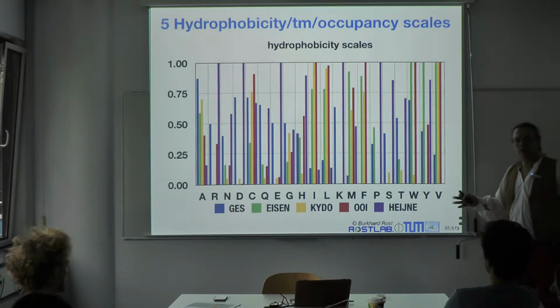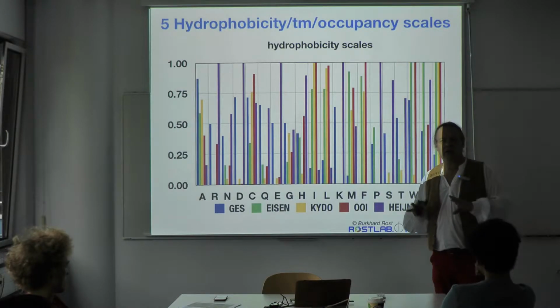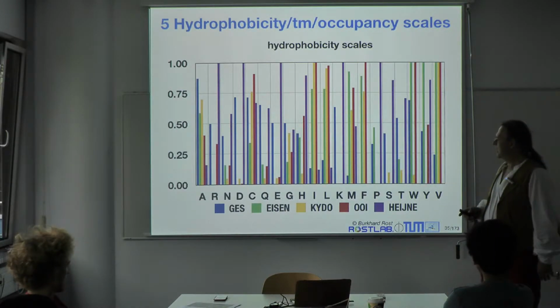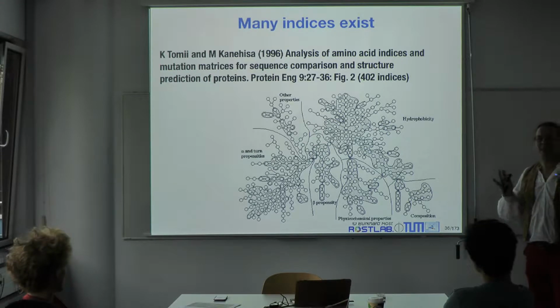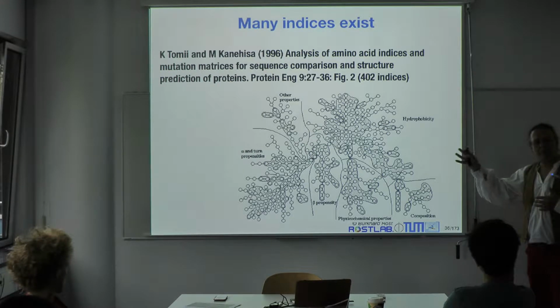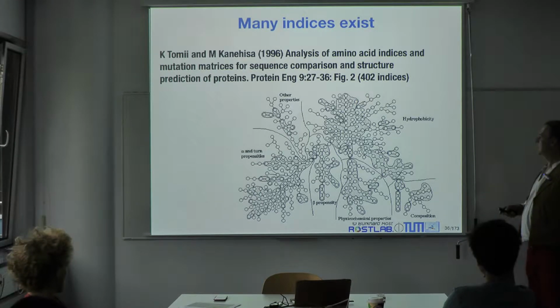Now what we could do is cluster, right? We could take all the hydrophobicity indices and cluster them. That's work that has been done by a Japanese group, Tomii and Kanehisa, in 96. And in 96 they actually clustered 402 indices. 402 different types of indices. They began with a lot of hydrophobicity indices, but then they pulled in, to get to this large number, also other things.